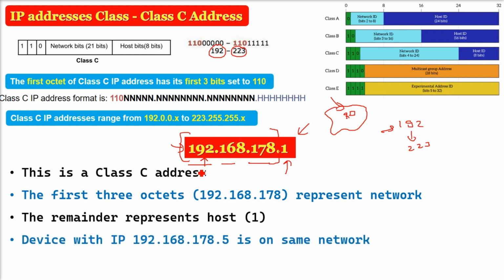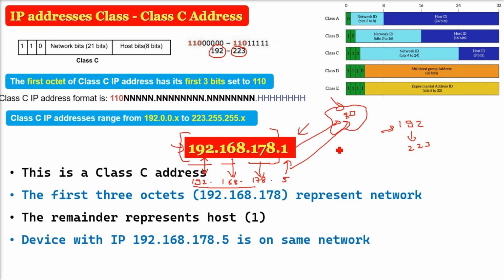How do we know that a certain device is on the same network or not? If I write 192.168.178.5, the first three octets, 192, 168, 178, and then 5, all these belong to the same network, because the first three octets are matching.